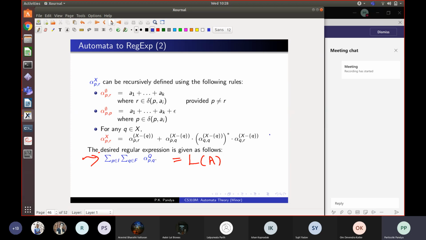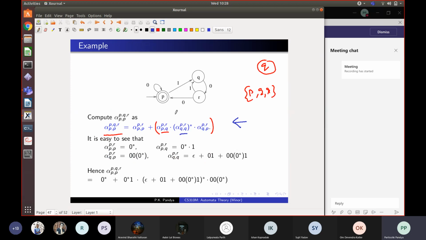Okay, what we will do is one more example. Let's try to write down alpha PQR. Can somebody tell me how to write PQR, removing Q? How do we write it?